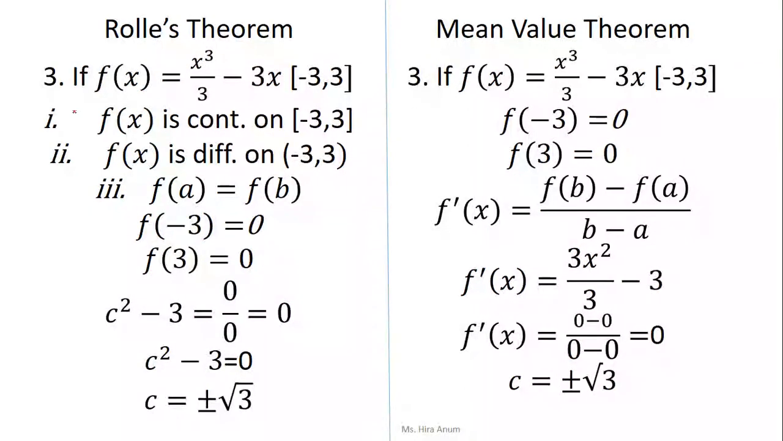Here is another example, f of x equals x cube over 3 minus 3x. Interval is this. F of x is continuous on the given interval and differentiable on the open interval. You can see when we put minus 3, it gives 0. When we put 3, it gives 0. So f of a equals f of b, and we can apply Rolle's theorem.